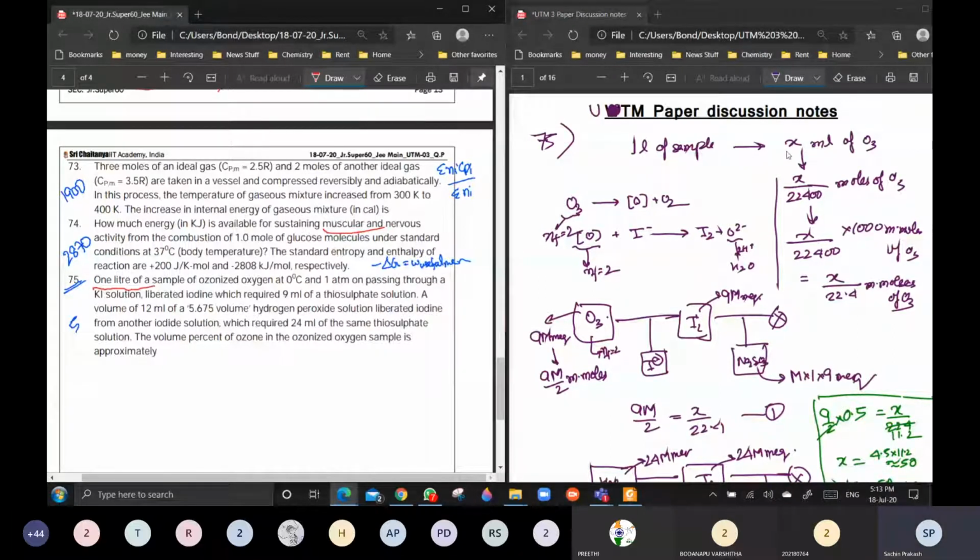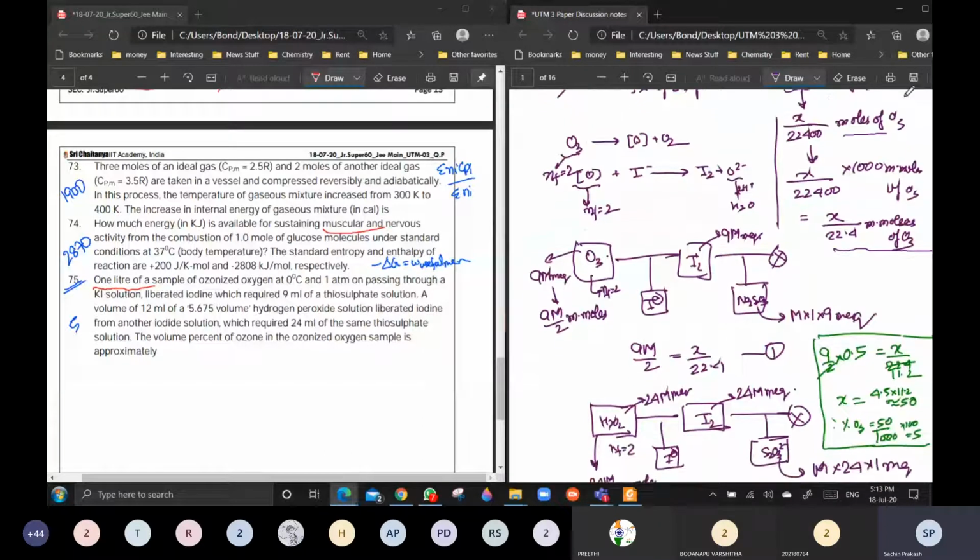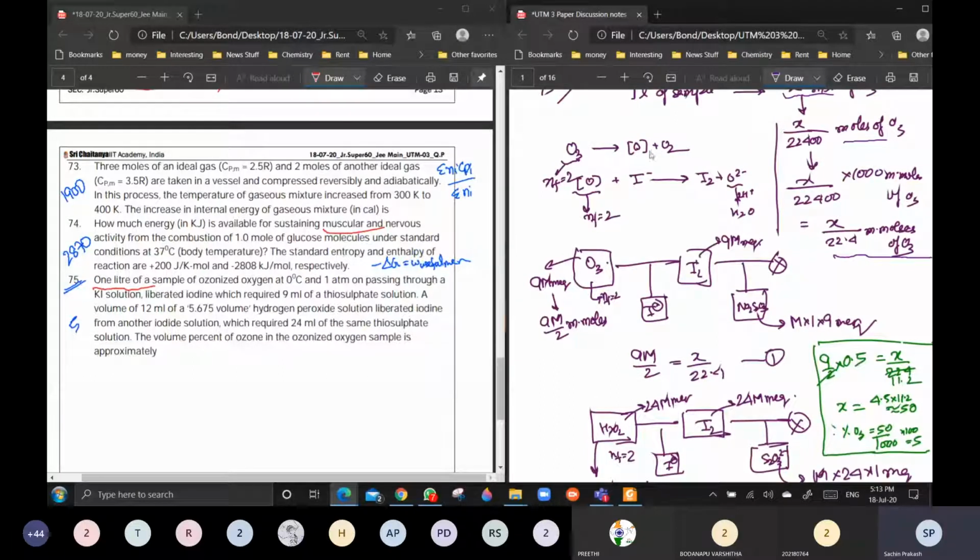Let us say that it is containing X ml of O3. So how many moles it will be? X by 22,400 moles. And how many millimoles? X by 22,400 into 1000 millimoles. It is X by 22.4 millimoles of O3. Now X is volume in ml. I see ozone is decomposing to give O plus O2.